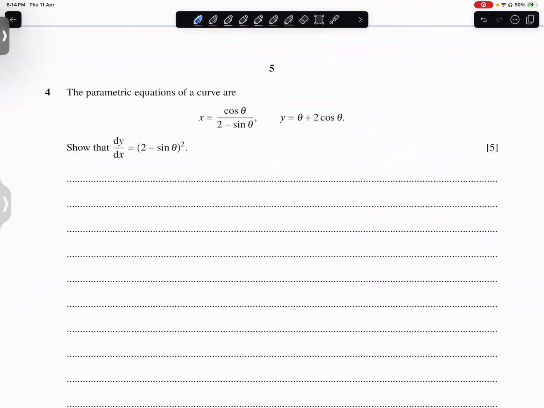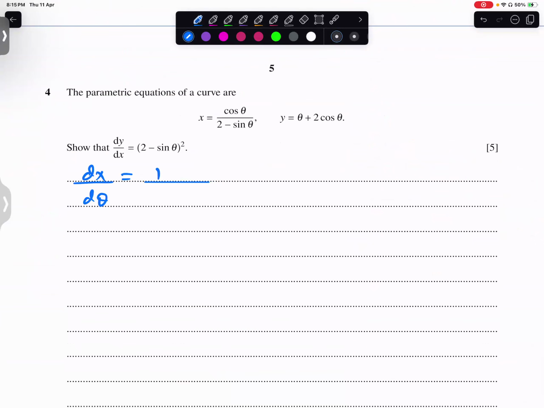The next question is the parametric equations are given and you need to find the derivative for 5 marks, and you have to express the derivative in some specific form. So let's apply the chain rule, and first of all take the derivative of x with respect to theta. You will definitely apply the quotient rule. So 2 minus sine theta whole square, then 2 minus sine theta as it is.